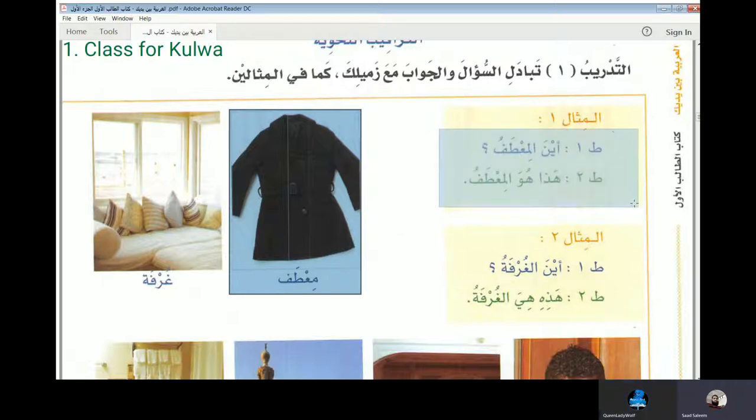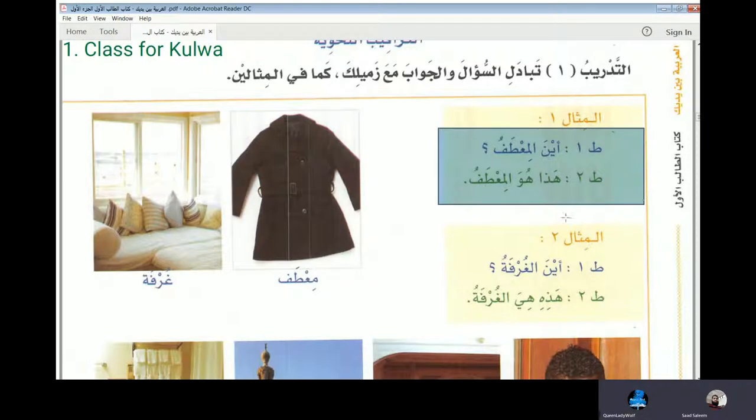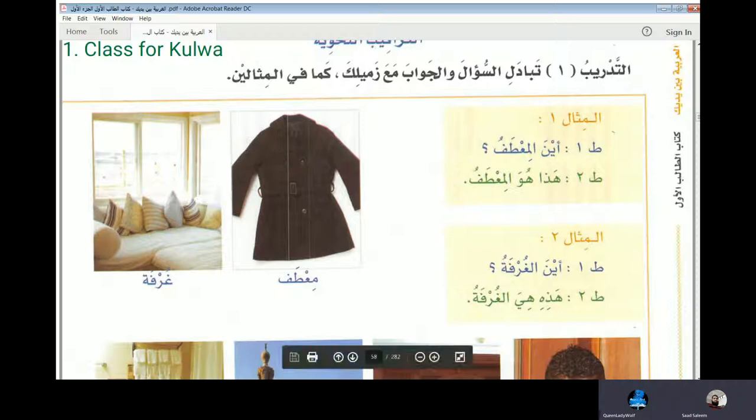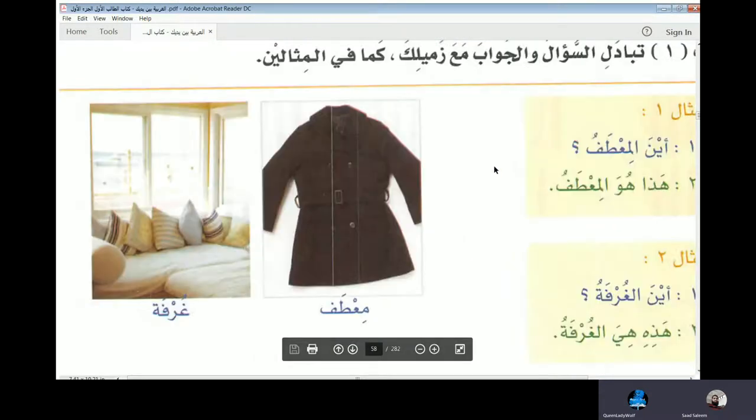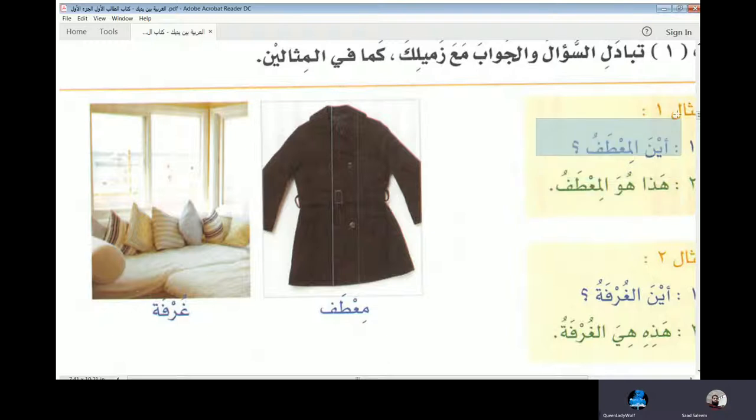So read this. Aina almitafu. Say it again. Alif, lam and meme. Almitafu. Almitafu. Good. And almitafu is coat. Yes, that's another word for coat.